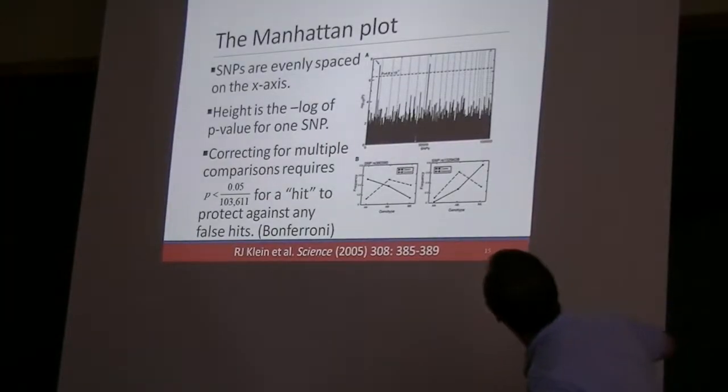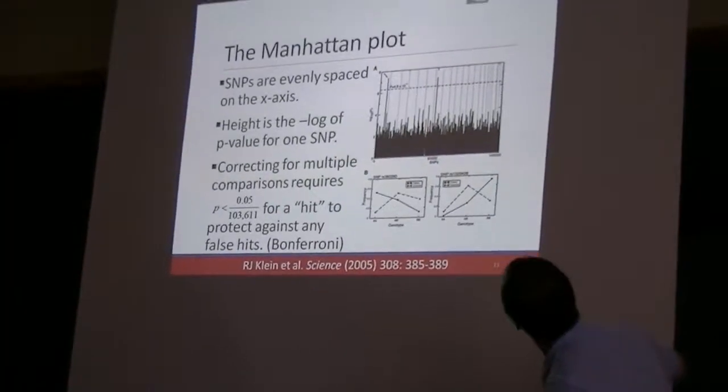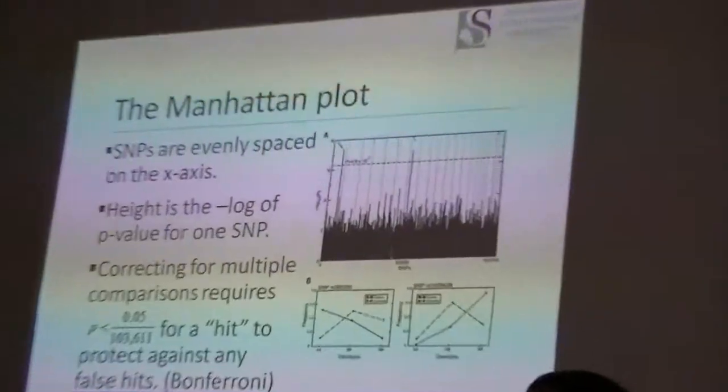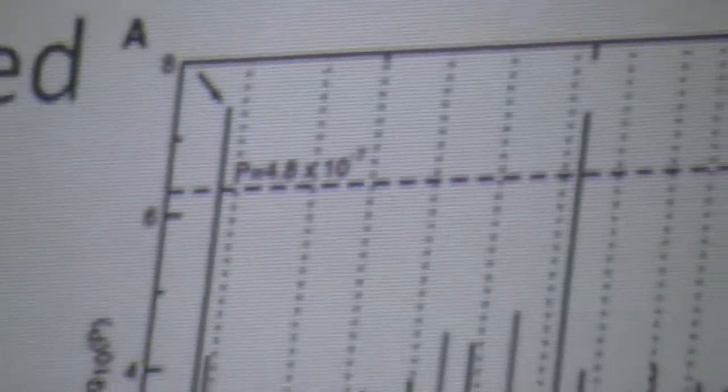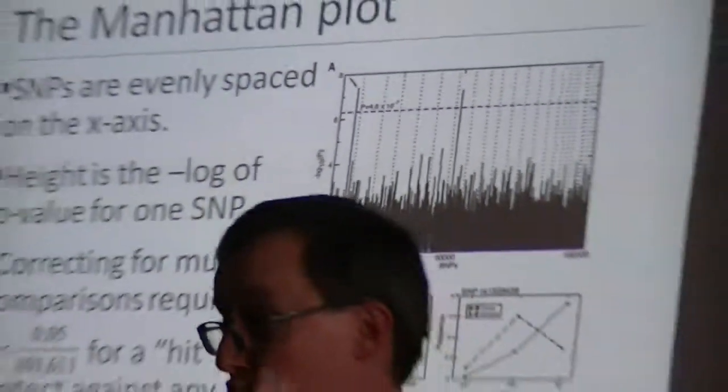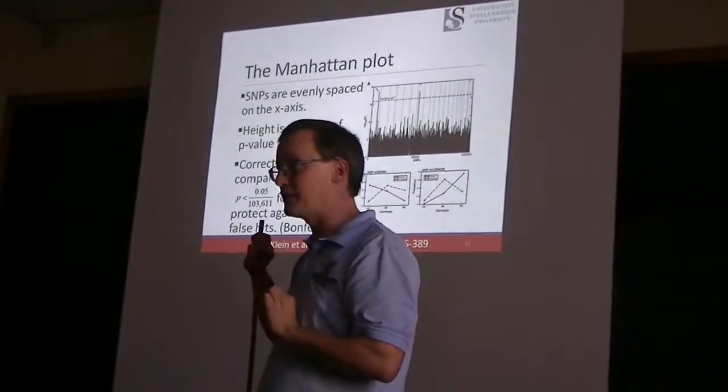Now, does that apply to the number, or does it apply to the bar? I think it applies to the bar, actually. That's fine. So this represents a threshold. They knew in advance that they were getting themselves into trouble with multiple testing correction.